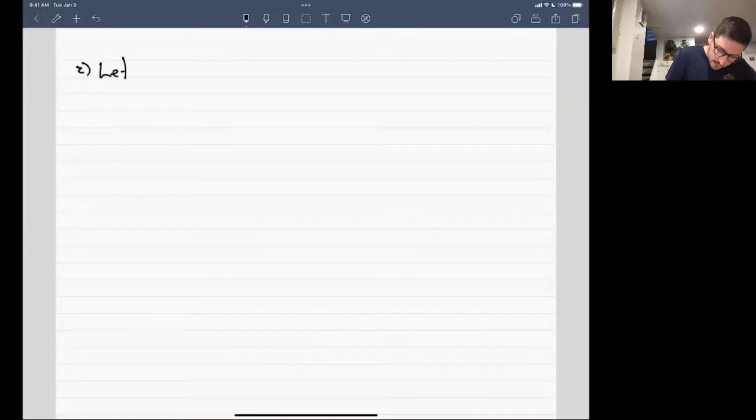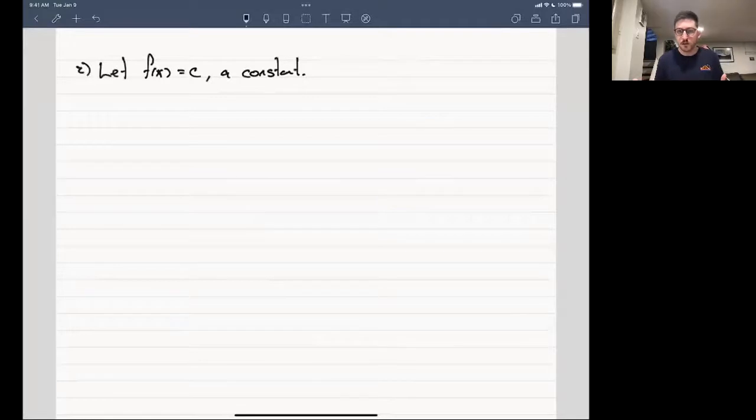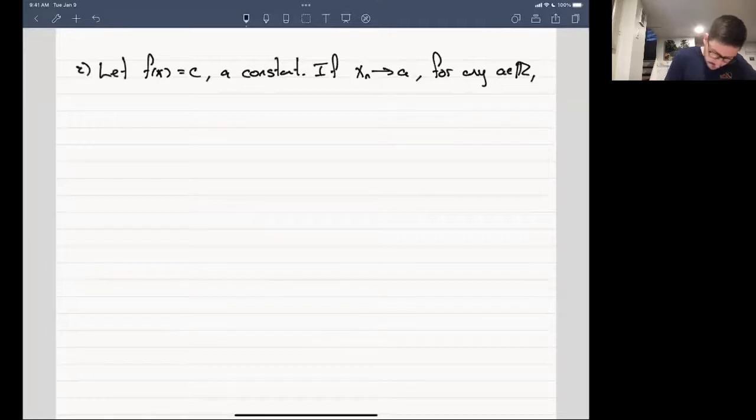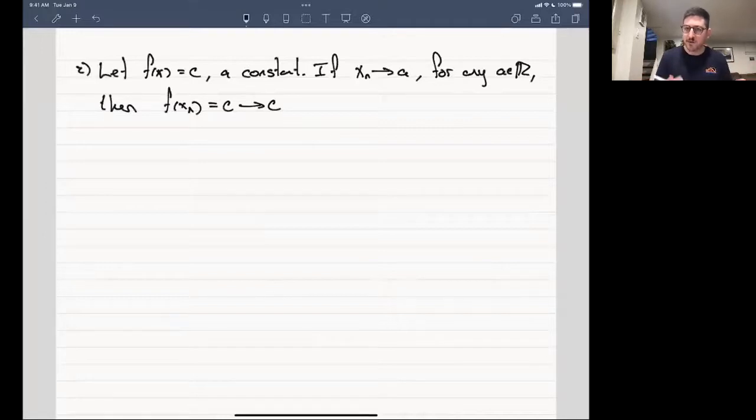Okay, let's look at another super simple, trivial one. F of x is equal to c, a constant. All right, now again, not an interesting function, but this is super easy. If xn is converging to a for any a in R, then f of xn is equal to c, which clearly converges to c. It's just a constant sequence. It almost hurts my hand more to write this down than it hurts my brain, as n goes to infinity.